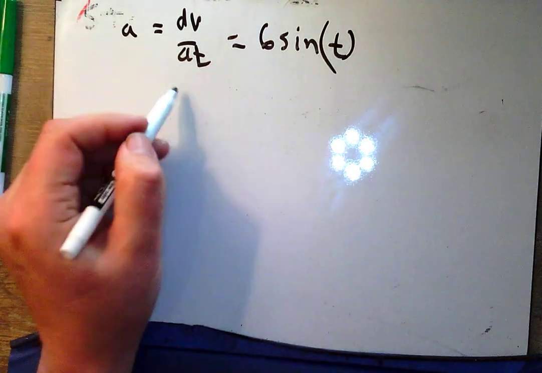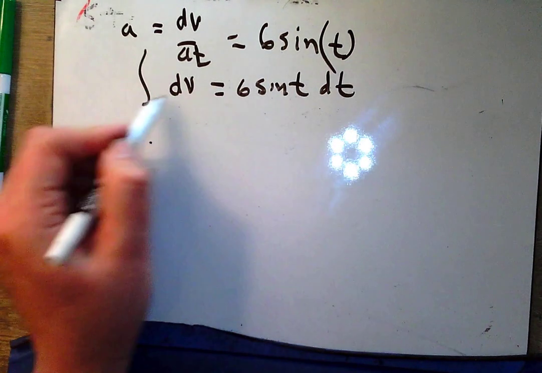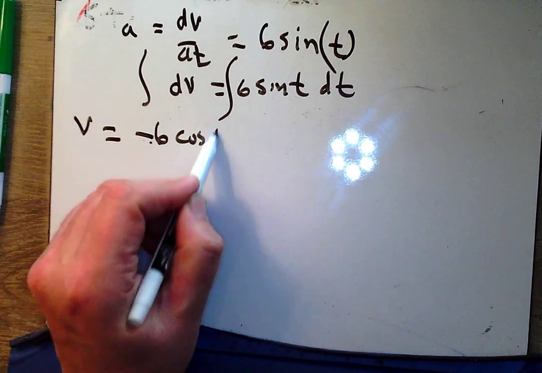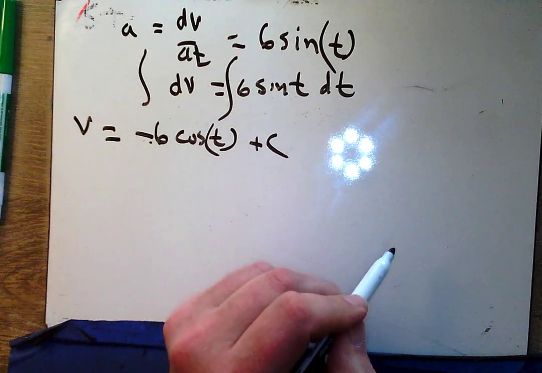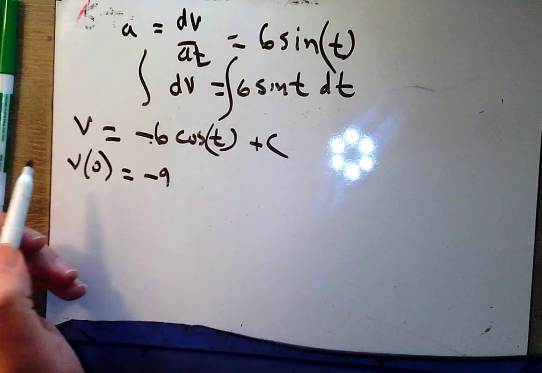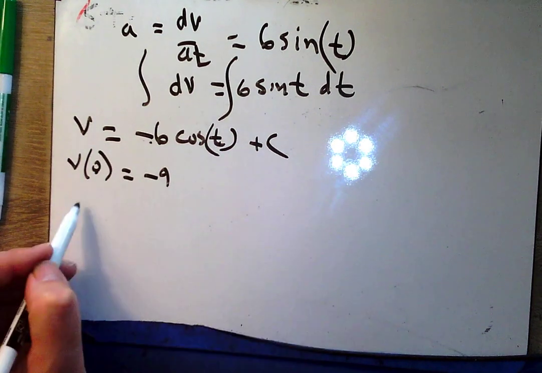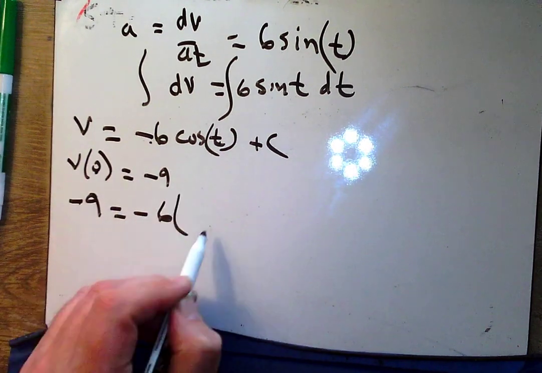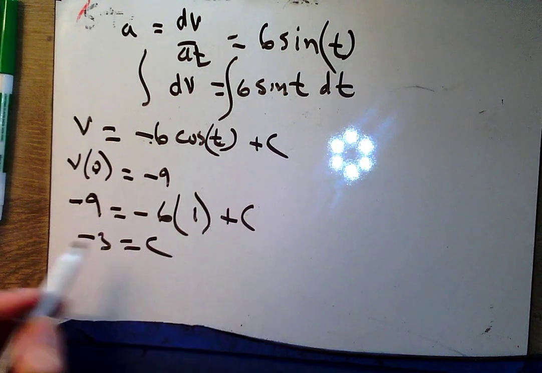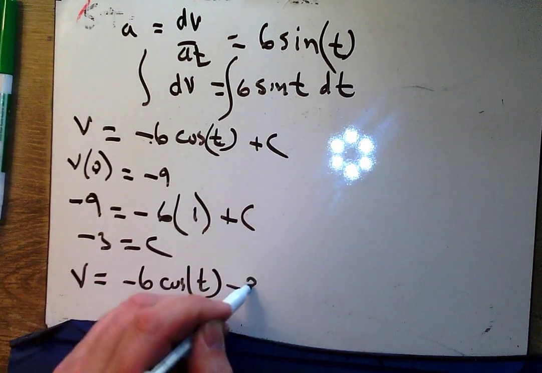Okay, so let's do separation of variables. 6 sine t dt, and let's integrate to get v equals negative 6 cosine t plus c. Now we are given an initial condition, v of 0 equals negative 9. And so I'm going to take that negative 9 and plug it in here, and that 0 and plug it in there. Negative 9 equals negative 6. Cosine of 0 is 1. And so I see that negative 3 is what c is. So my velocity function is negative 6 cosine t minus 3.